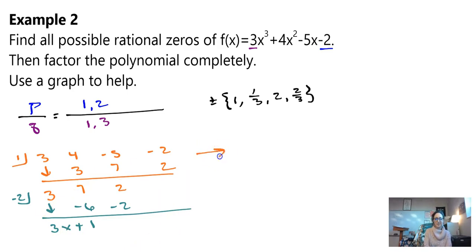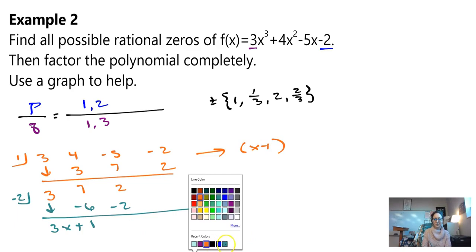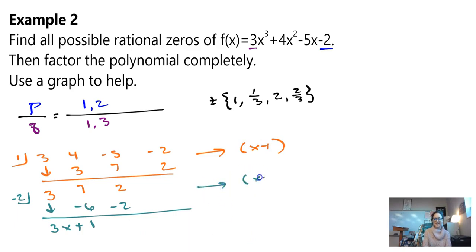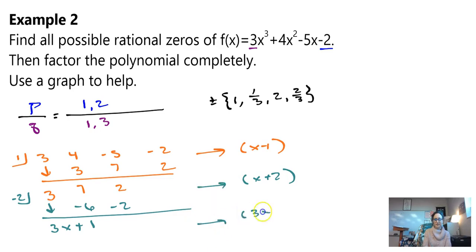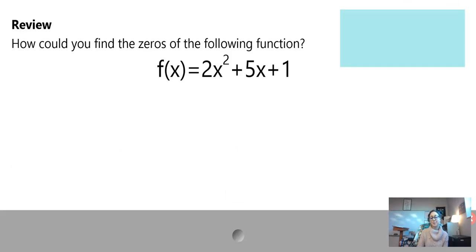So I've got all my factors now. For my first factor, I saw we had a zero at 1, so I must have a factor of x minus 1, right? And then I saw that I had a zero at -2, so I must have a factor of x plus 2. And then this final factor I have is 3x plus 1, okay? So putting all those together, I could factor completely into 3 linear terms. All right, let's do some review. What if I don't have nice rational zeros, like I can't factor all that nicely?